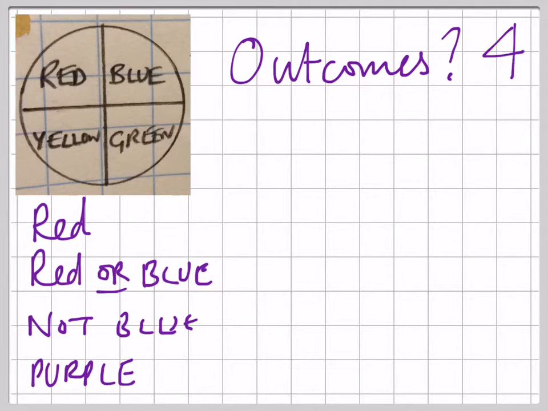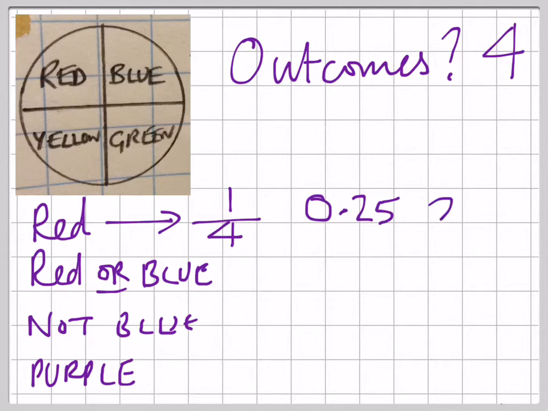There are 4 outcomes and they are equally balanced because they're the same size, so they're equally as likely to come up. So if we're looking at the chances of red coming up, because there are 4 outcomes, that becomes our denominator, and red is just one of those, so it's 1/4. So we could give that as 0.25 or 25%.